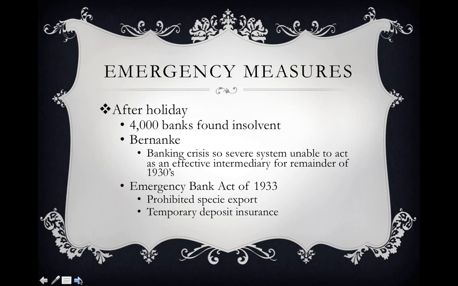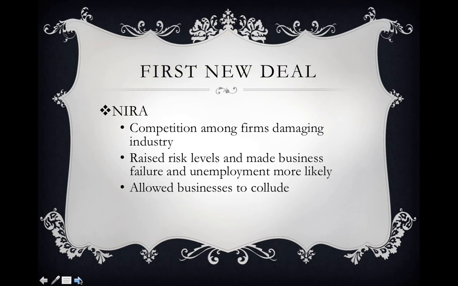So the United States government wanted to make sure that there was enough specie on hand to back the paper money that was in the United States. And it also provided for temporary deposit insurance. What we take for granted today as FDIC, the Federal Deposit Insurance Corporation, did not exist in the 1930s. So if your bank went under, your deposits were gone. You were not insured against the loss of your deposits when your bank failed. So these were two measures to bolster confidence in the banking system.